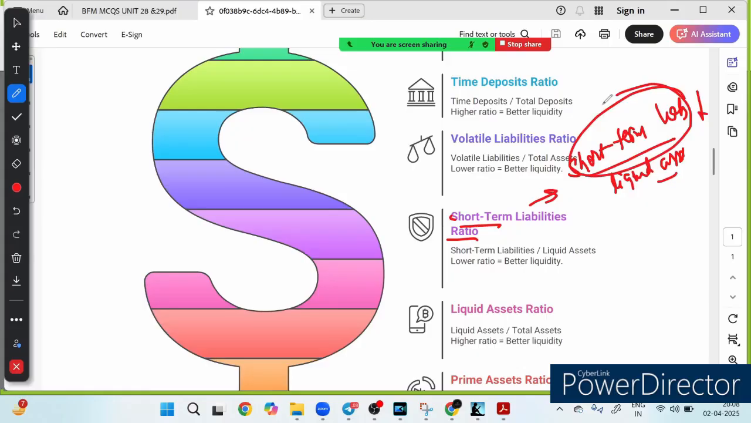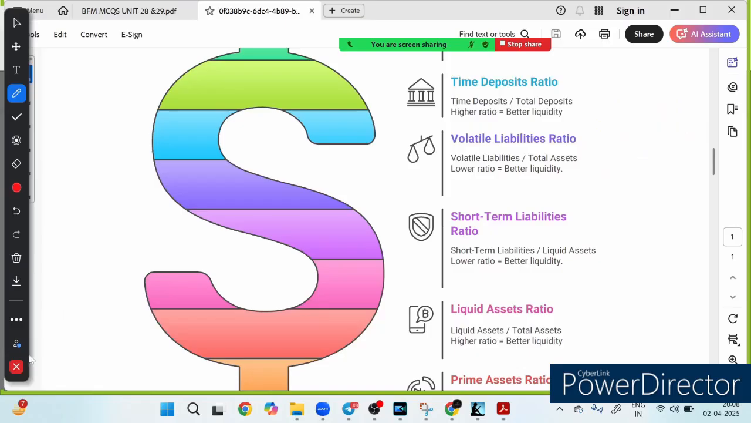This ratio should be lower for better liquidity, because it shows that the bank can meet its immediate obligation with easily accessible asset, because the denominator is what? The denominator is liquid asset, right? So if this ratio is lower, it simply means that the bank can meet its immediate obligation with easily accessible asset, which is the liquid asset. Liquid asset is easily accessible, so that is why this ratio should be lower. That is called short-term liability ratio.